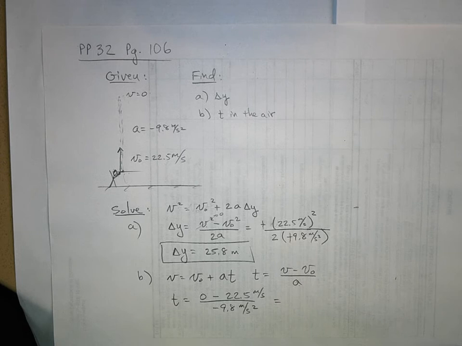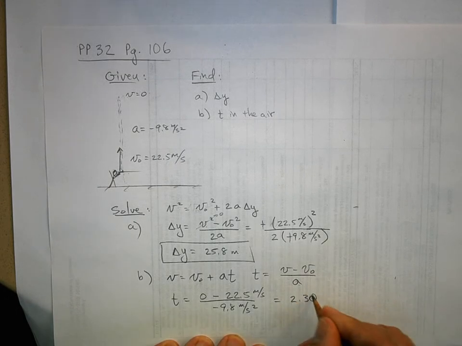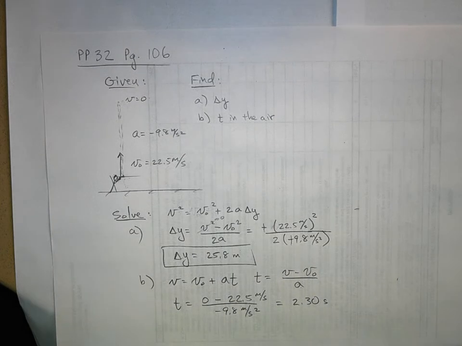Actually, I just found my calculator too. Divided by 9.8. 2.29 or 2.30, actually, if you round it off. Now, what is this time? When did 2.3 seconds go by? I mean, where are we in the problem?